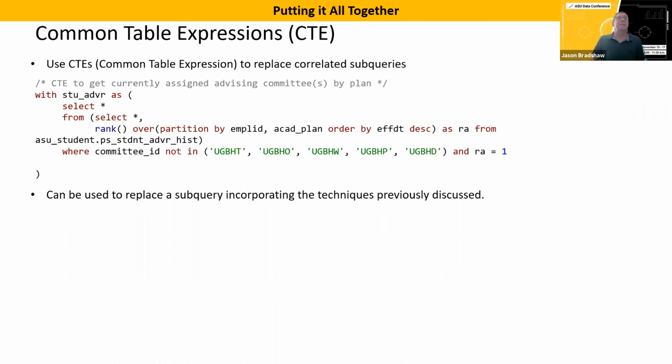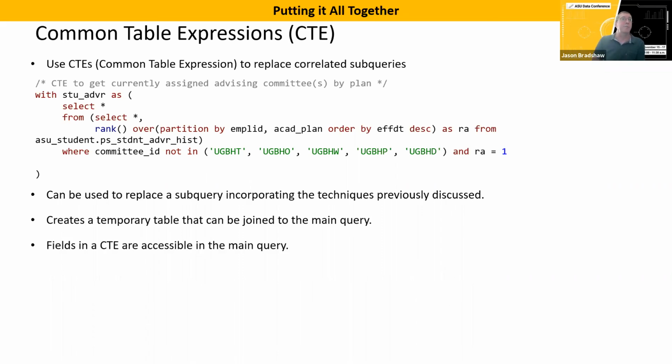So whatever fields we make available in this CTE are available for us to use in our main query, and we can join it to anything, like the profile tables I mentioned earlier or something else. It creates a temporary table that can be joined to the main query. Fields in the CTE are accessible in the main query.